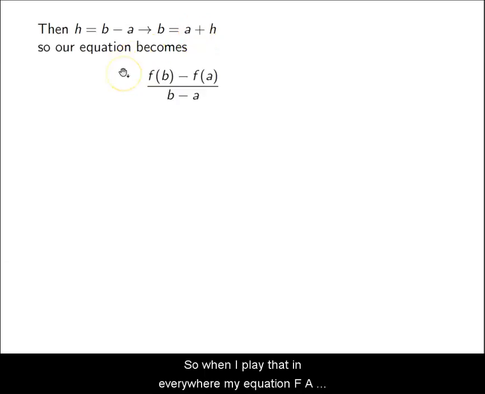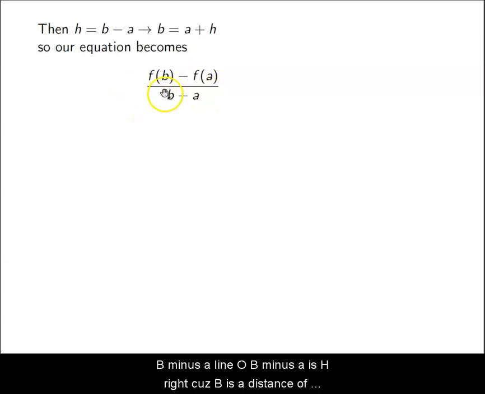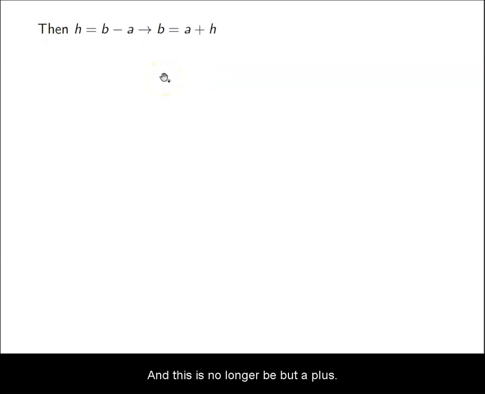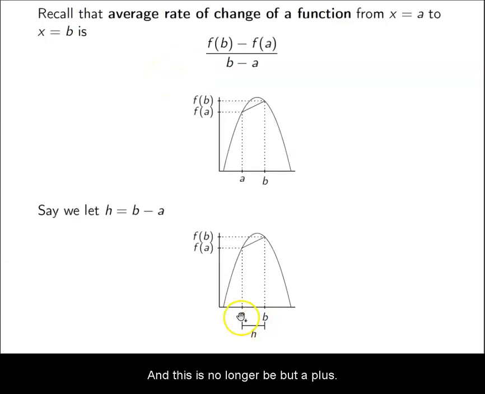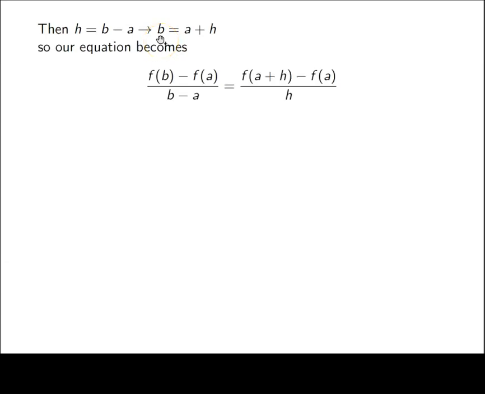So when I plug that in everywhere, my equation, f of b minus f of a over b minus a, well, I know b minus a is h, right? Because b is a distance of h away. So this distance is h. And b is no longer b, but a plus a distance of h. Okay, a plus my distance of h will get me to b. So this is what this looks like when I replace it.